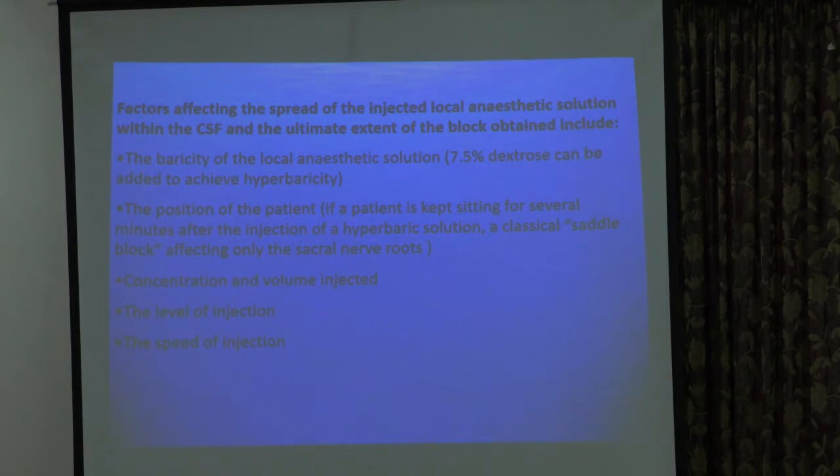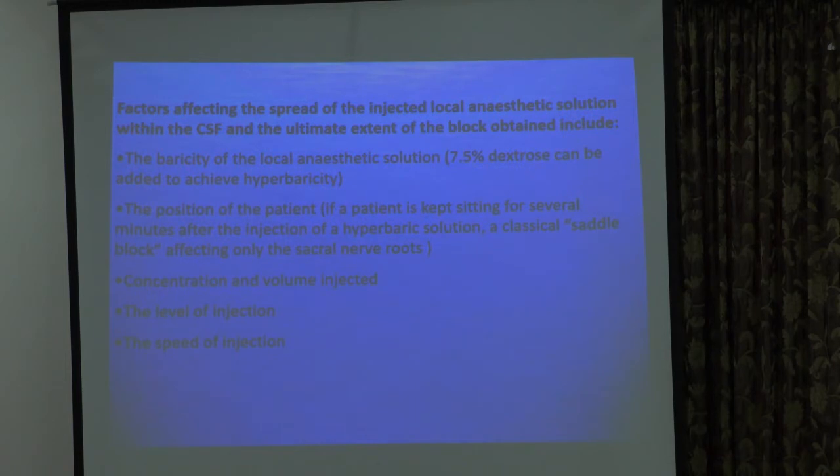The position will affect the spread of the injected local anesthetic. Of course, the baricity. If it's heavy, it will settle in the CSF. If it's not, it stays in the CSF. And then the position of the patient too. Okay, if the patient is sitting, it goes down.